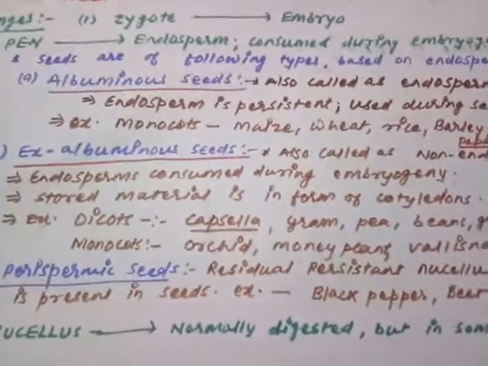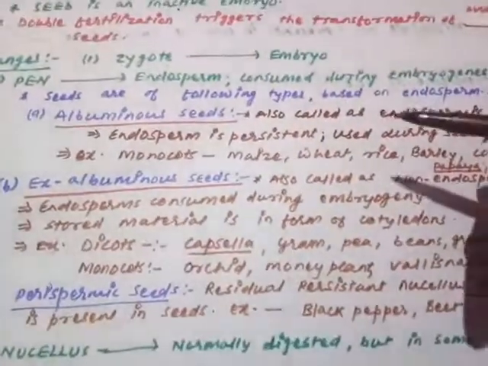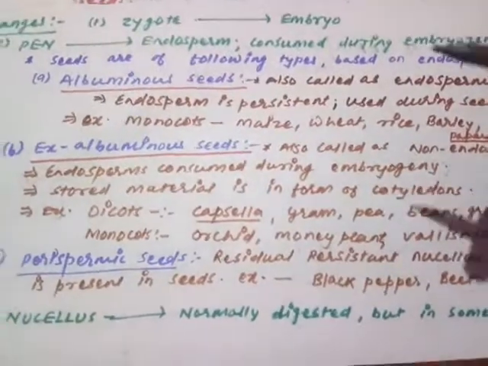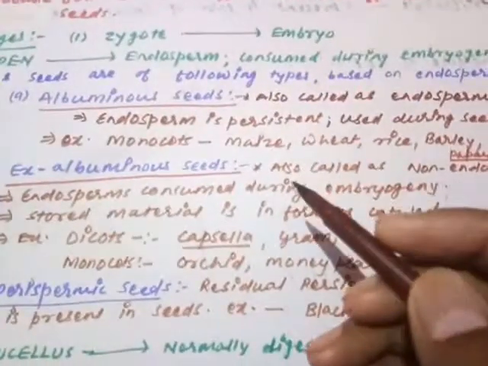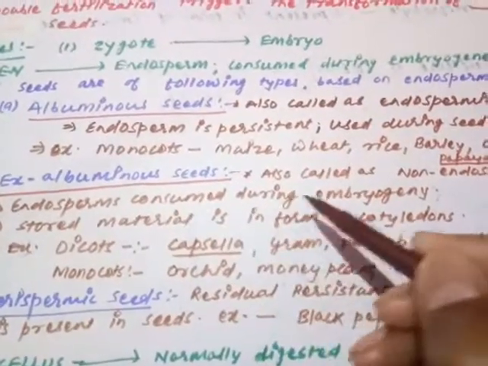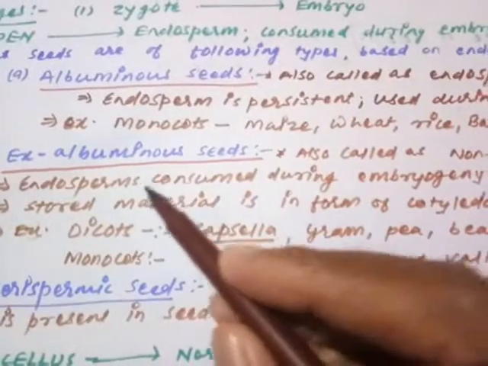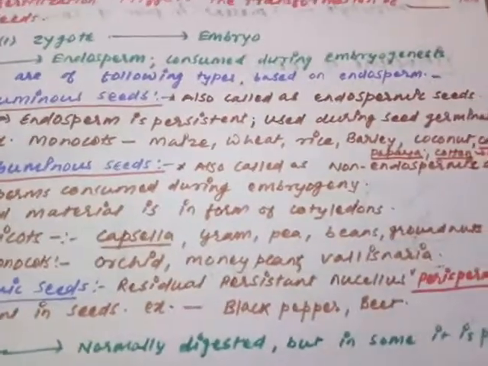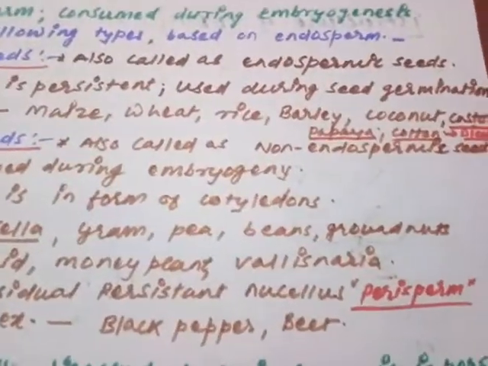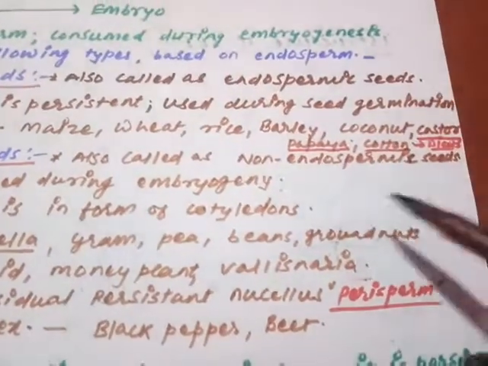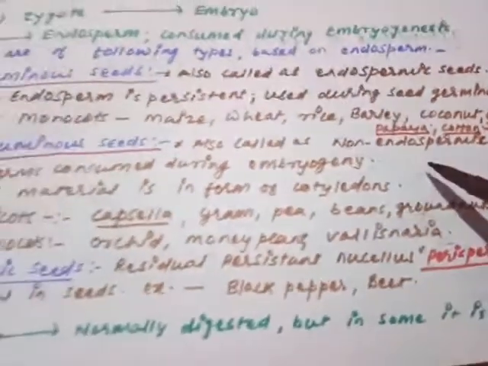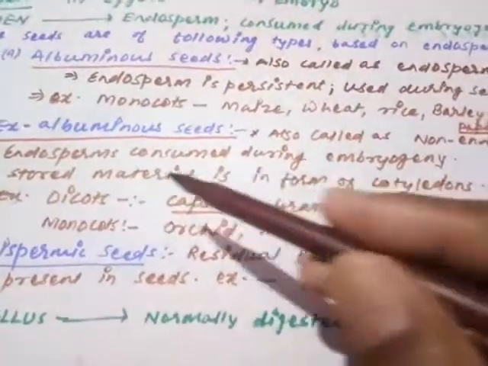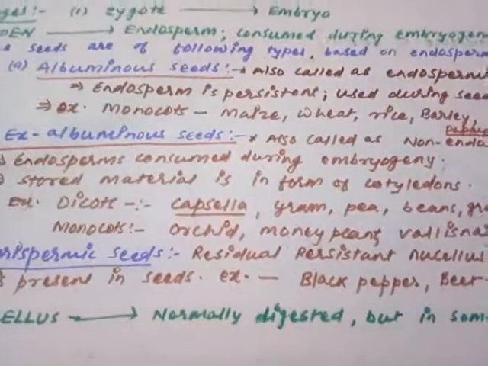Now the next one, based on the presence or absence of the endosperm: ex-albuminous seeds. The ex-albuminous seed is the vice versa of the albuminous seed. Ex-albuminous means the seed where endosperm is consumed during embryogeny, and this is why it is called non-endospermic seed. Is it clear to you? Ex-albuminous means non-endospermic seeds. Why is this called non-endospermic? Because the endosperm is consumed during the embryonic development.